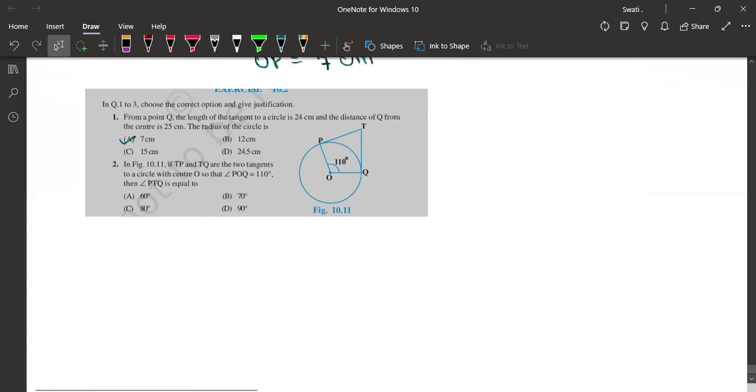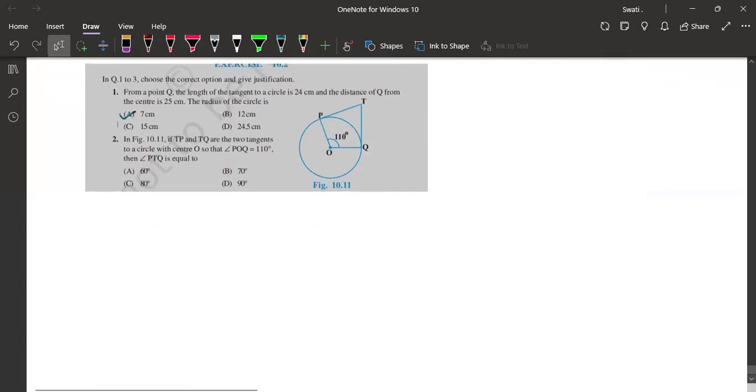This is also very simple, and for this, the diagram is also given. So it says in figure 10.11, if TP and TQ are the tangents to a circle with the center O such that angle POQ is given 110 degree. You have to find the value of angle PTQ. This is a very simple question. I'll tell you how you can do this.